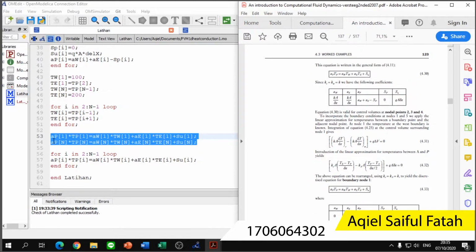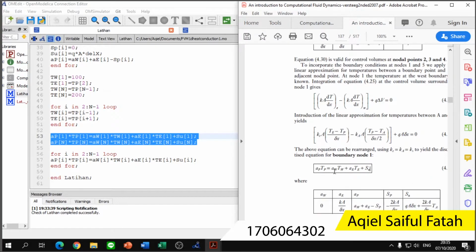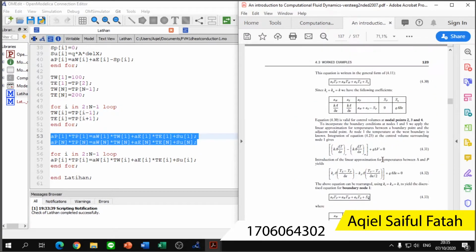Let's say for the first one, AP1 times TP1, we go back to equation 4.33, which is the discretized equation for boundary node 1 where APTP equals AWTW plus AETE plus SU. So we just directly copy that in there. Same for all the other nodes. AP1 is for node 1, APN is for node N, which is node 5, which we defined at the start, and API is for the ones in between.